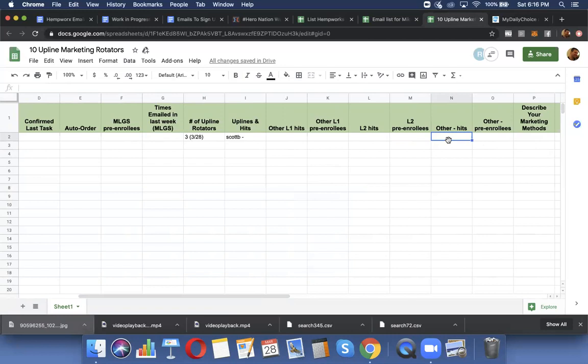Other hits. Other hits is other stuff that might be going on. What else are you using to drive traffic that really isn't level 1, really isn't level 2, but we want to account for it? Maybe you see some stuff happening, but you don't know where it's coming from. We just want to make sure it gets registered here, and same with pre-enrollees.